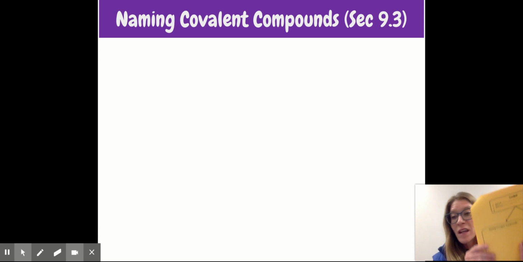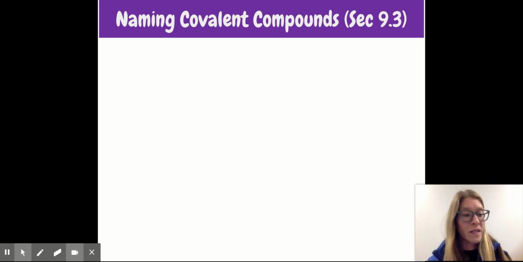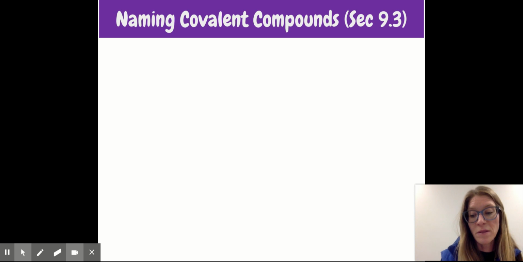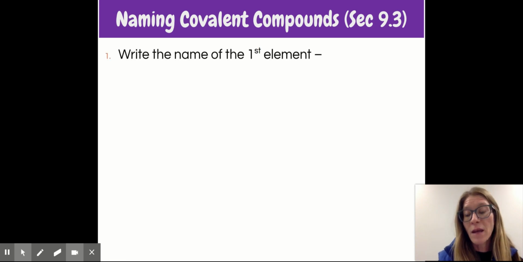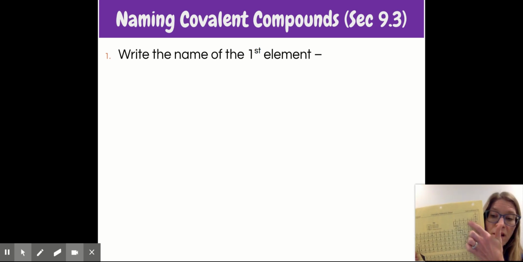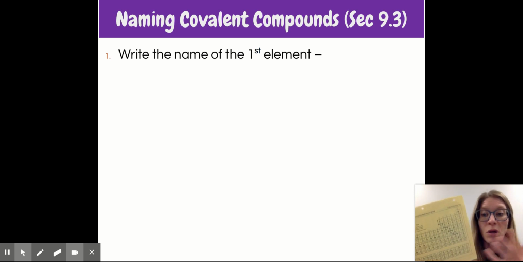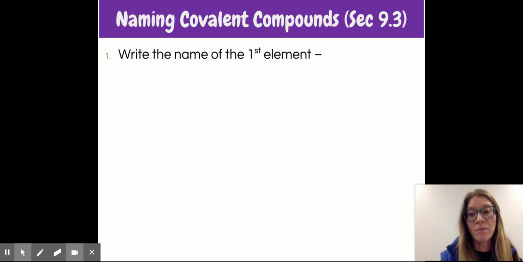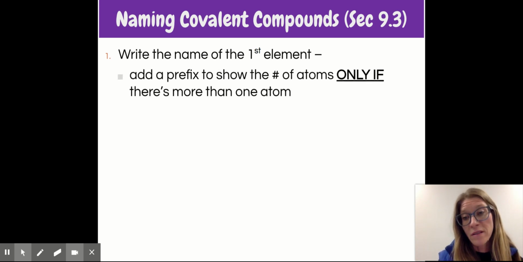All right, so for the naming compounds, you're going to write the steps right here on the left side of your notes. First, you write the name of the first element, and that name stays the same from what it is on the periodic table. So P would be phosphorus, S would be sulfur. You don't change the name of the first element. You would add a prefix to that first element only if there's more than 1 atom. If there is only 1 atom for that first element, then you do not need a prefix.